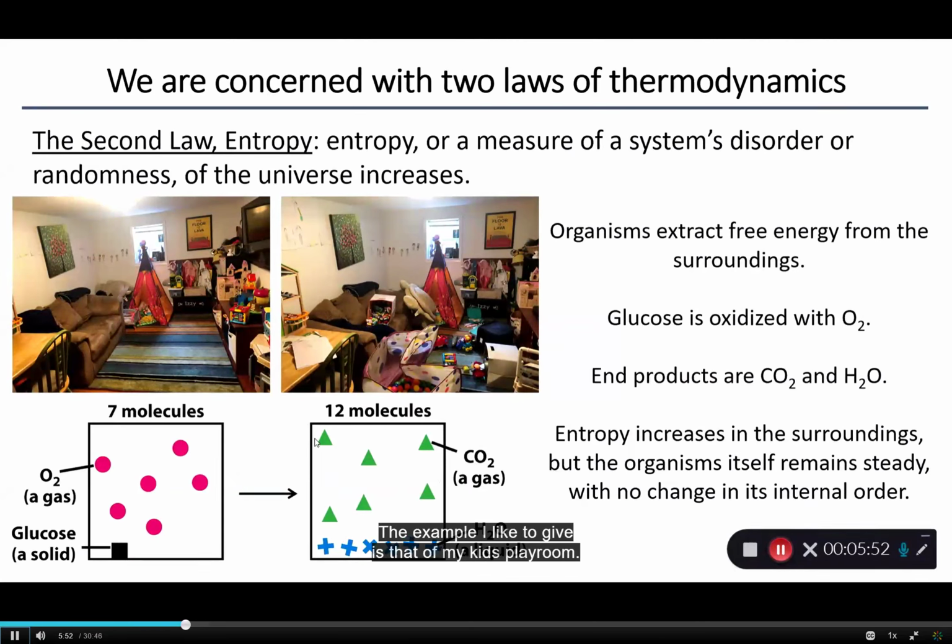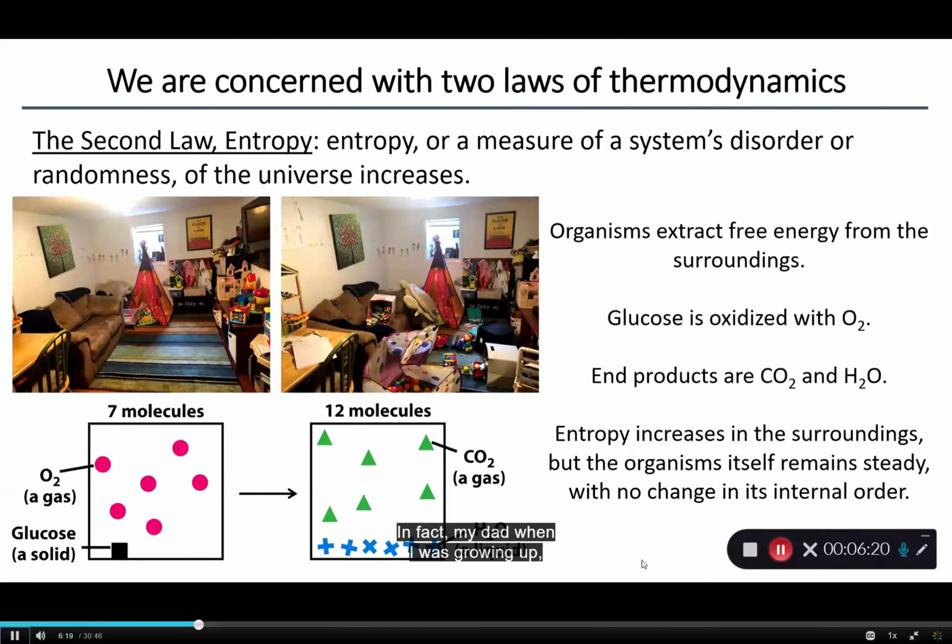The example I like to give is that of my kids' playroom. So this is my kids' playroom. This is the playroom before, when they wake up in the morning, before they get at it, and this is the playroom at the end of the day. And so, all night, there's lots of order here, lots of disorder here, and so everything tends towards this state of chaos here. That's definitely true in my house.